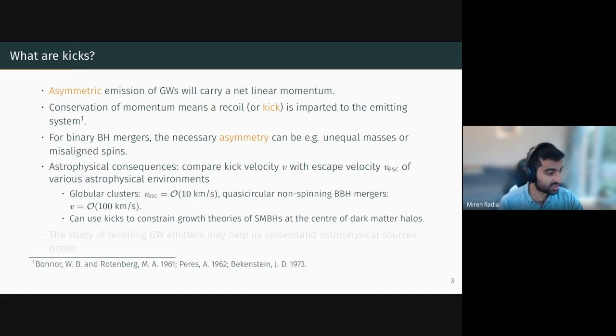We can also use kicks to estimate the rate of second generation mergers between black holes that have already formed from first generation mergers. And we can use kicks to constrain growth theories of supermassive black holes at the center of dark matter halos.